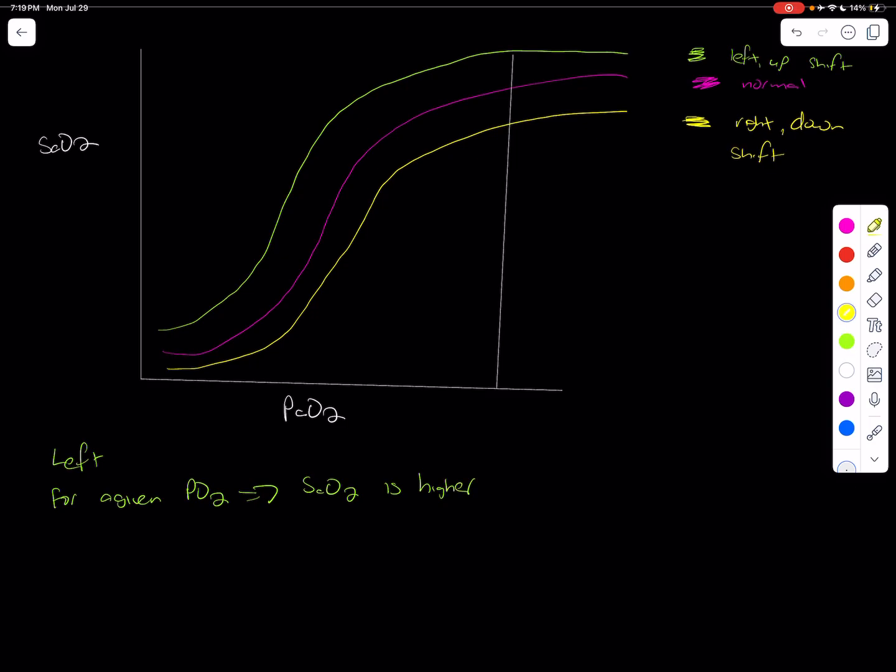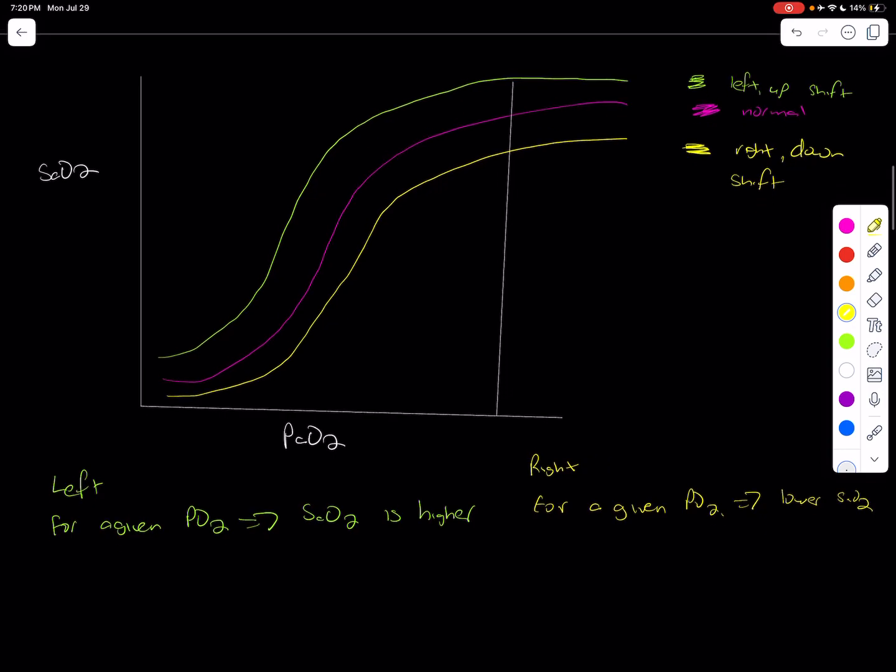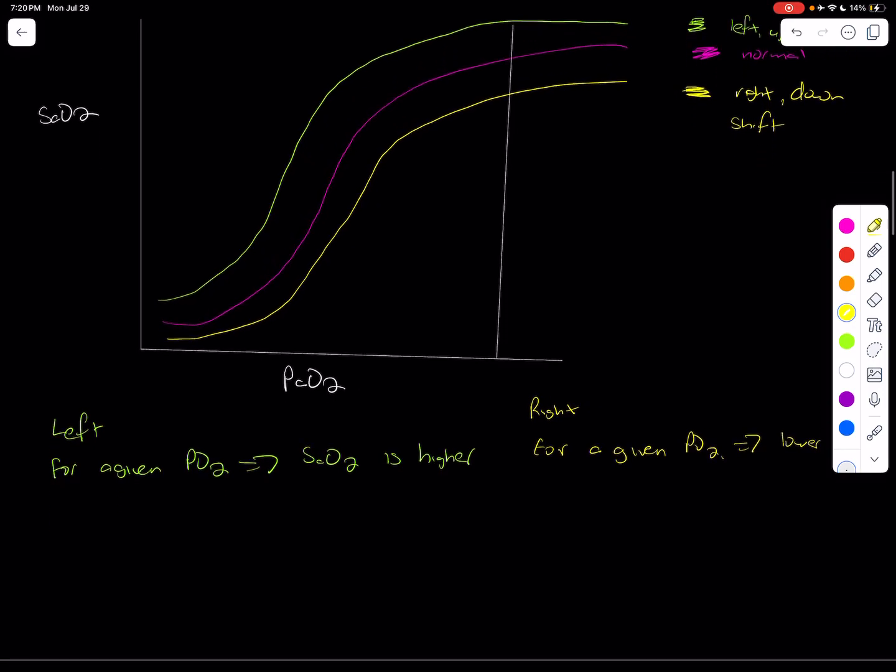Okay. So right shift, actually we'll just do right over here. Right, so for a right shift, for a given pressure, that leads to a lower saturation. Okay? So now comes the question, well, how can we shift this? How can we cause a left shift or a right shift?